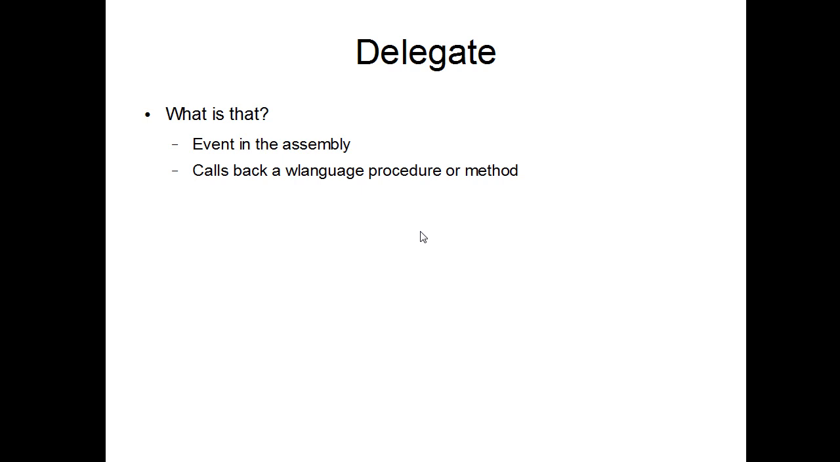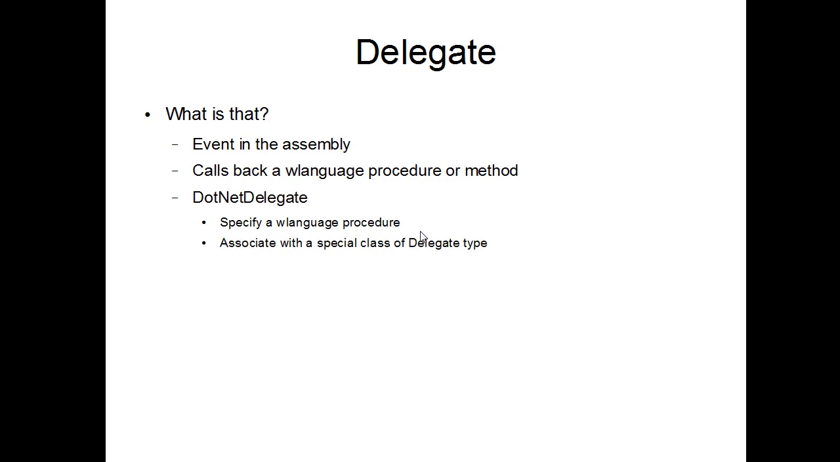It's an event in the assembly, and it's going to call back a specific part of the code that you can associate with a W language procedure. For that, you use the .NET Delegate function that is available, and in it you specify a W language procedure. You associate it inside .NET Delegate with a special class which is of delegate type, so it's a specific part of the .NET assembly, and the .NET Delegate function returns to you a .NET object of delegate type.